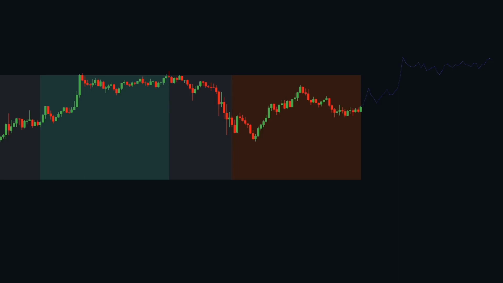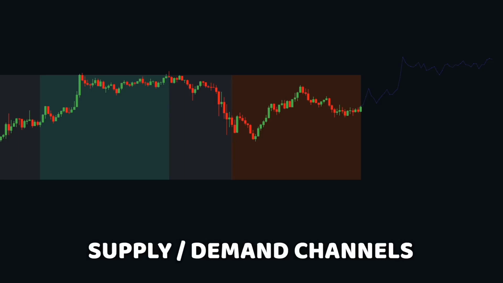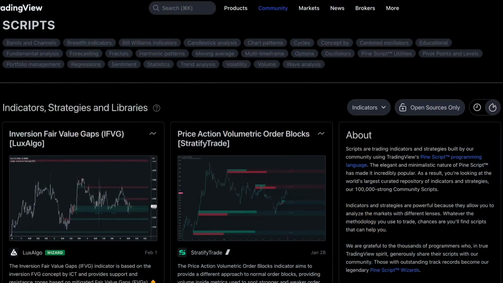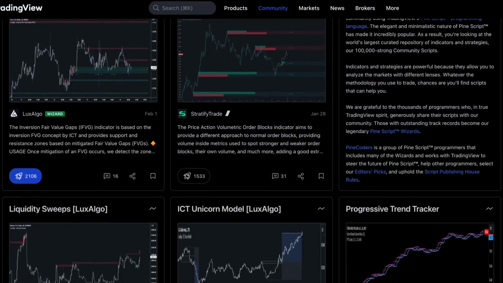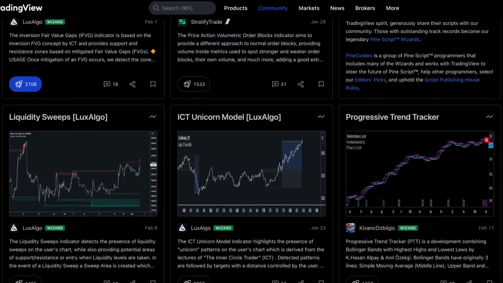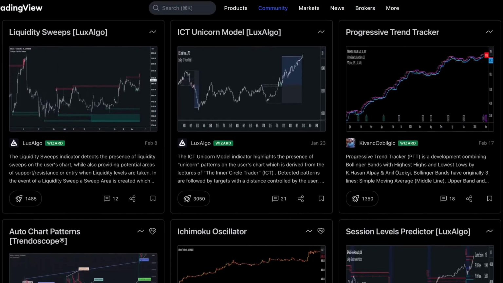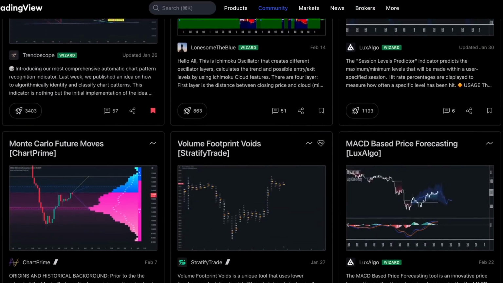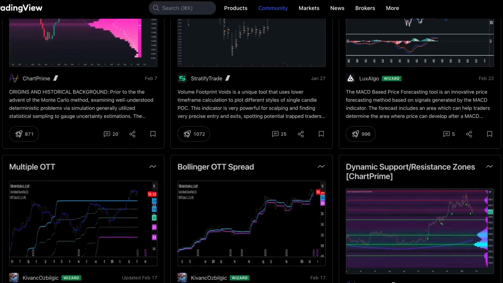This tool could work best with supply and demand channels, trend lines, and multi-time frame price analysis. Unfortunately, finding a suitable multi-time frame indicator on TradingView is almost impossible due to its complex nature. However, I know one multi-time frame indicator that will truly blow your mind.